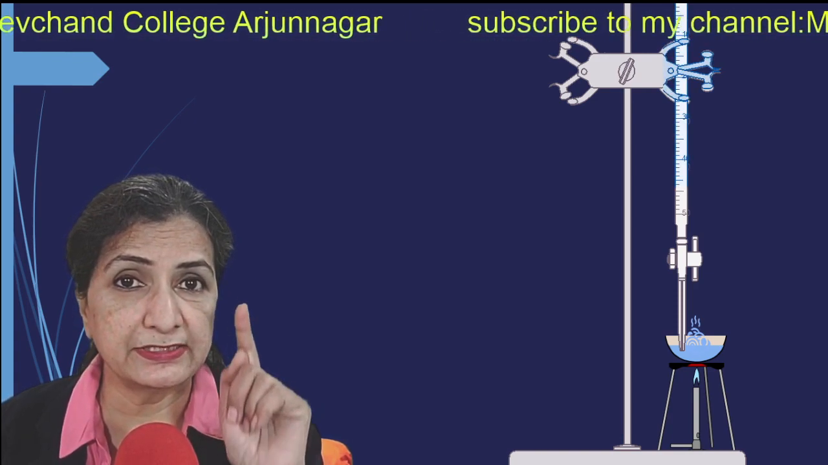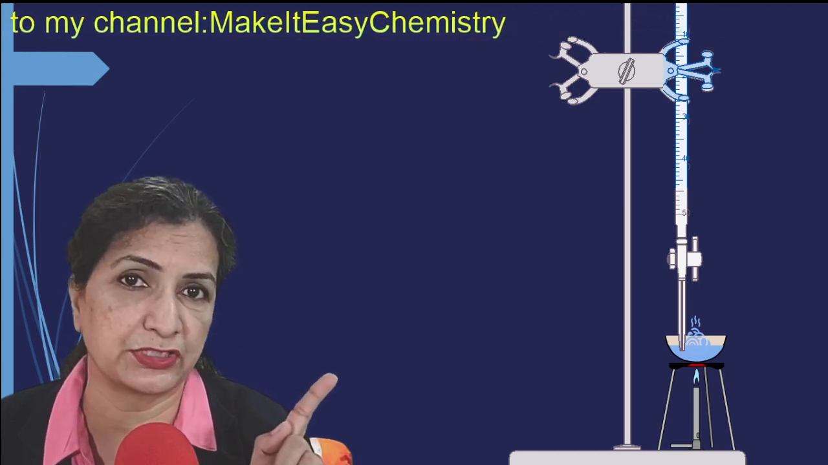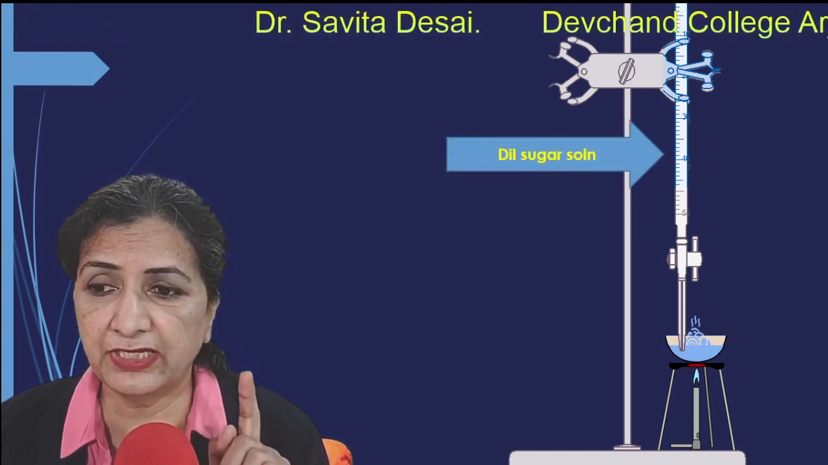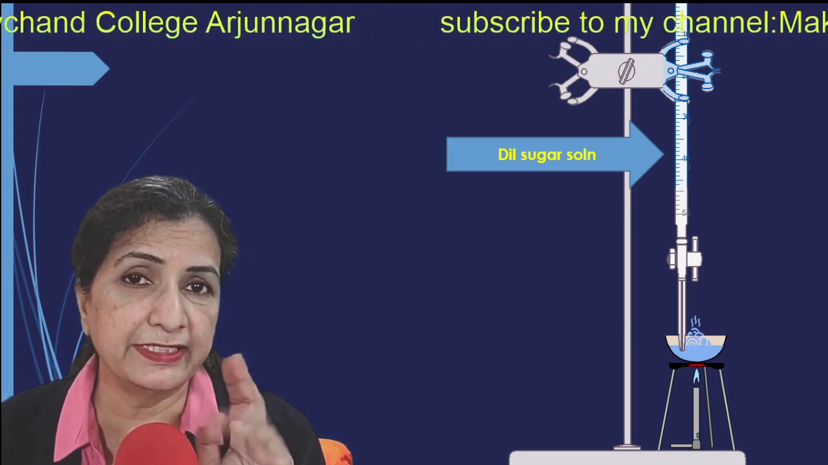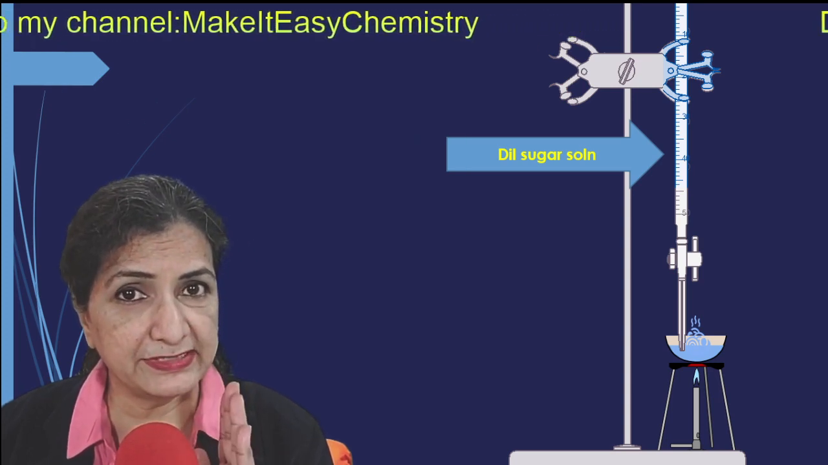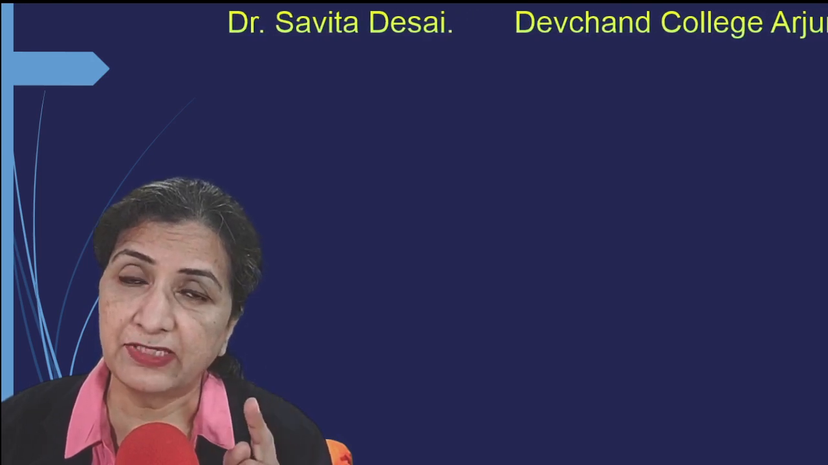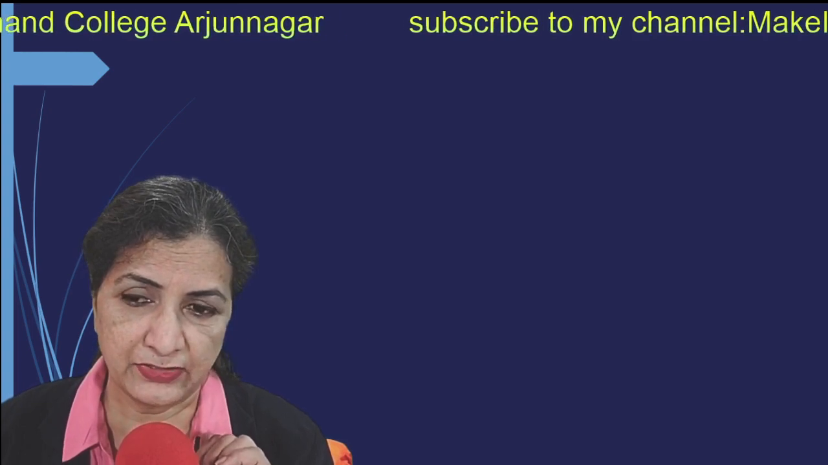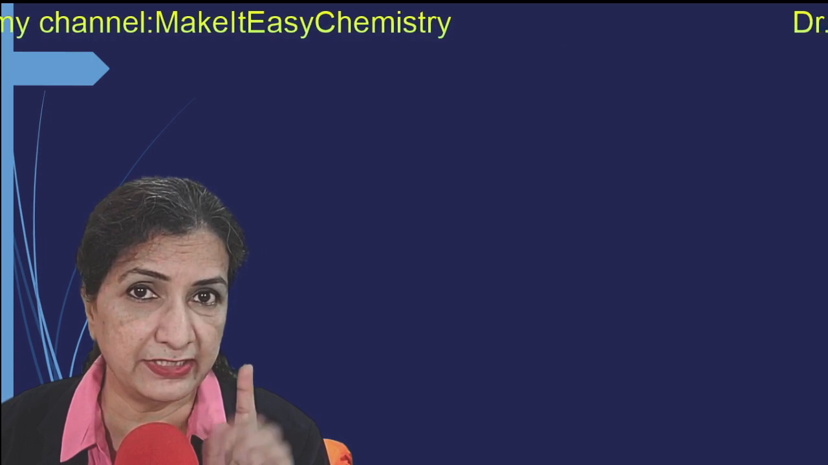Then the solution is added from the burette to the boiling solution of Fehling A and Fehling B, and we are going to use an indicator. There are 2 indicators provided for this estimation. One is K4Fe(CN)6, which is to be used as an external indicator, and another one is methylene blue, which is to be used as an internal indicator. So how this method is to be performed, let me demonstrate it very clearly.